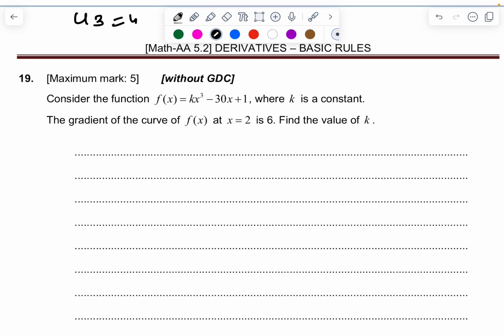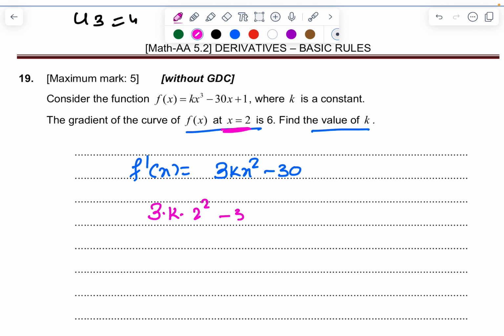Question number 19. f of x is given. The gradient of the curve at x equals 2 is 6. Find the value of k. So f prime x equals 3kx squared minus 30. So at x equals 2, 3 times k times 2 squared minus 30 equals 6. So 12k equals 36. So k equals 3.